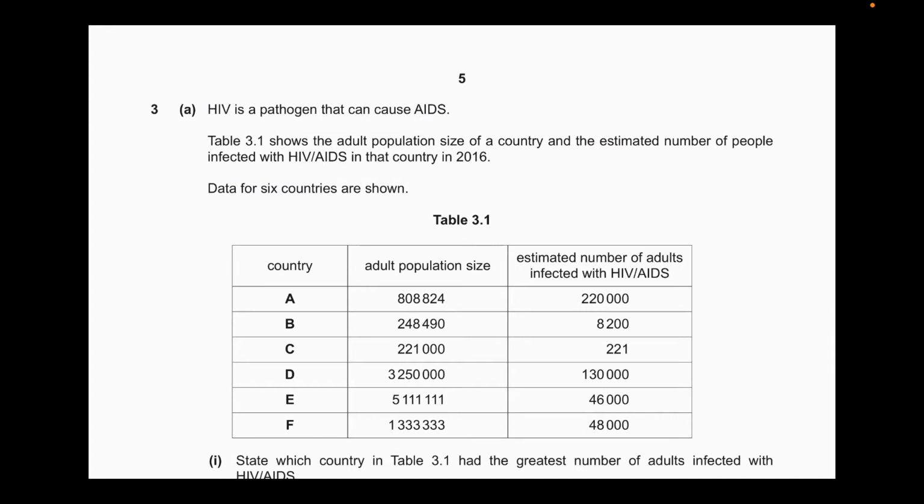Question number 3. HIV is a pathogen that can cause AIDS. Table 3.1 shows the adult population size of a country and estimated number of people infected with HIV/AIDS in that country in 2016. The data for the 6 countries are shown.